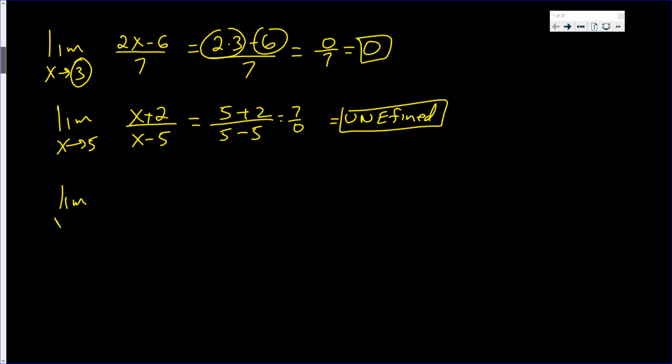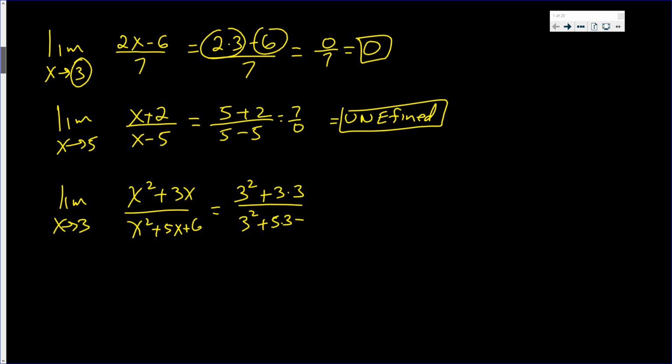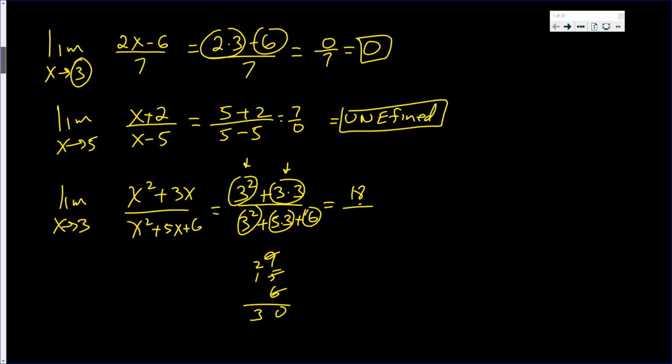If you have the limit as x goes to 3 of x squared plus 3x over x squared plus 5x plus 6, you can factor all you want, or you can say 3 squared plus 3 times 3 over 3 squared plus 5 times 3 plus 6. 9 plus 9, that's 18. 9 plus 15 plus 6, 9, 15, and 6. 15, 5, 20... looks like 30 to me.